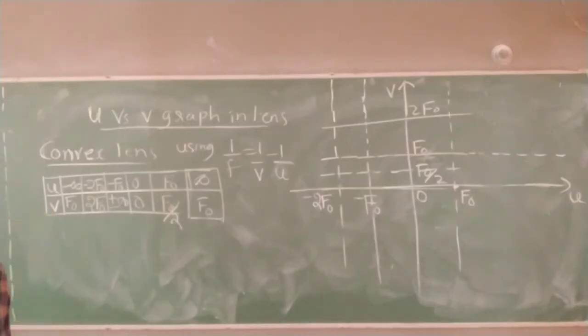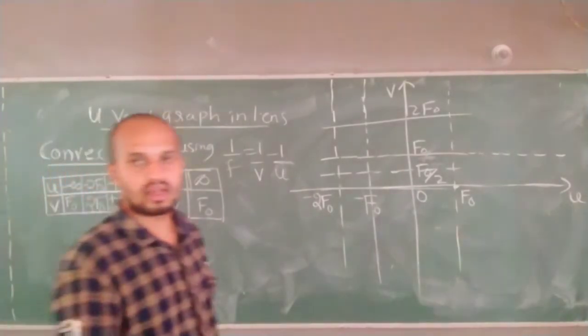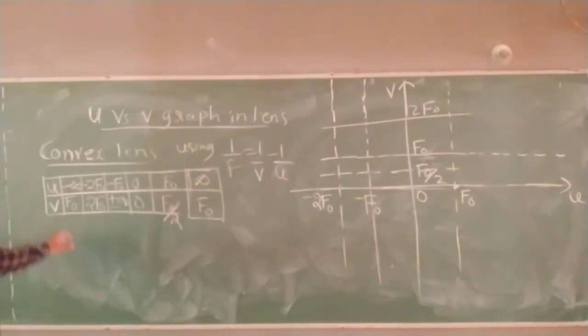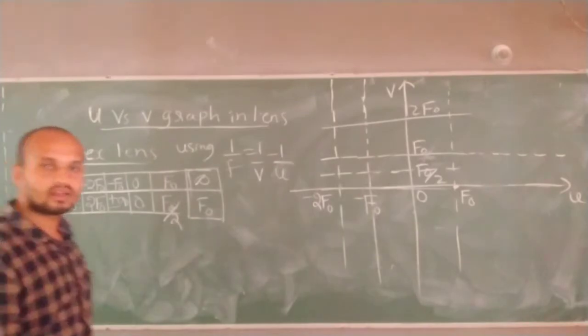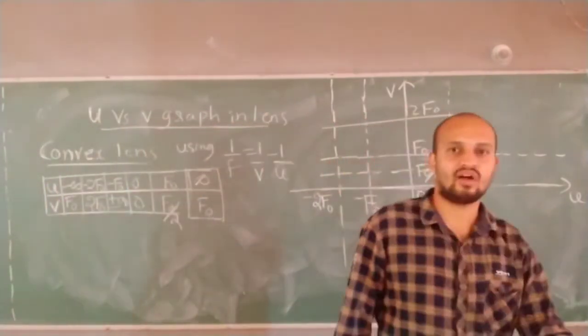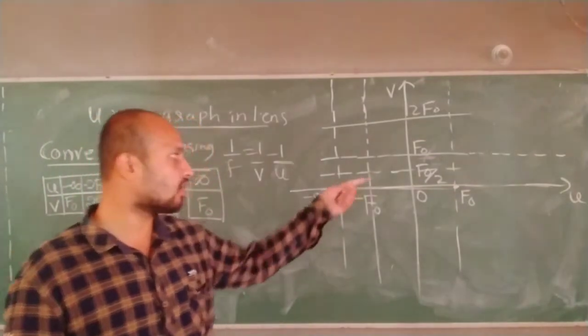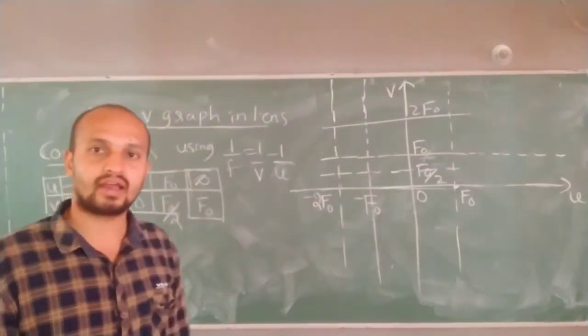See, if you look at this graph, this is the graph between object distance and image distance. See here, I have plotted one table. This table is for object distance and image distance. I will plot the graph. How the graph looks here: along the x-axis if I take object distance, along the y-axis if I take image distance.